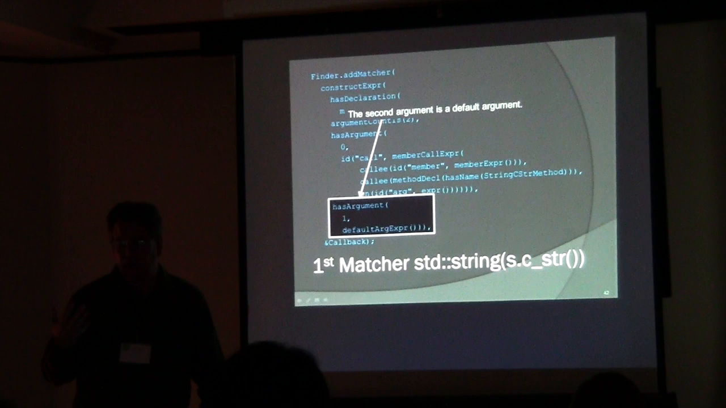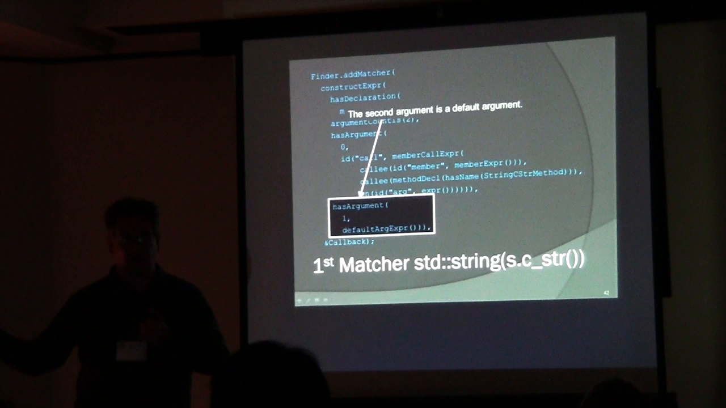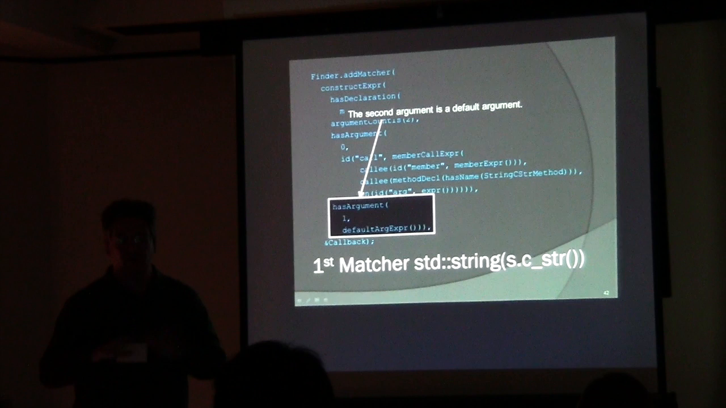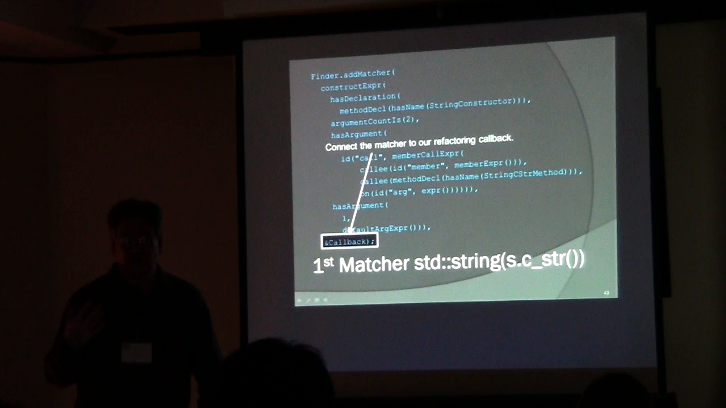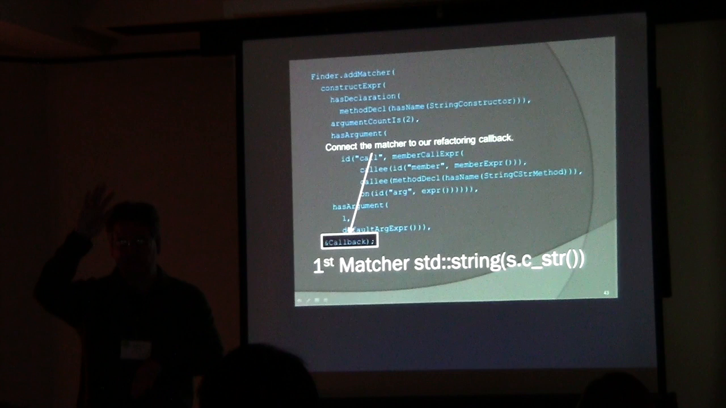Because if you remember, standard string takes an optional second argument that I believe is the allocator, and we just don't want to deal with allocators. We're going to assume that that argument is the default. And then finally, we attach it to our processing code: that whole first part was building up a matcher, and then the second argument is our callback code.